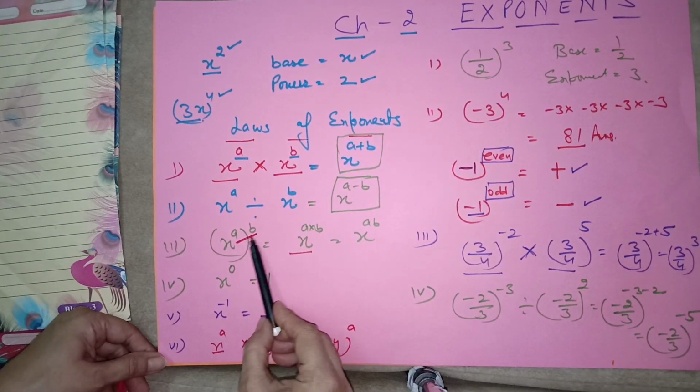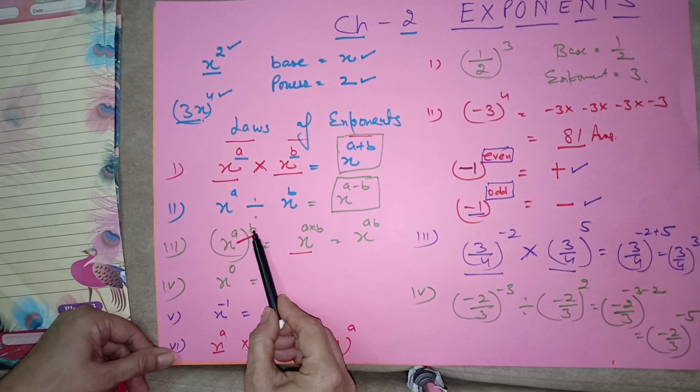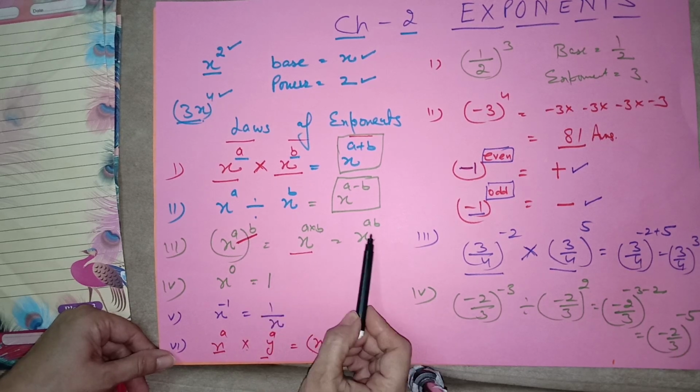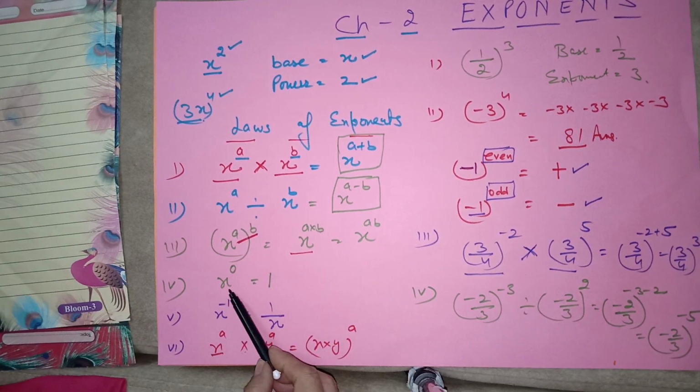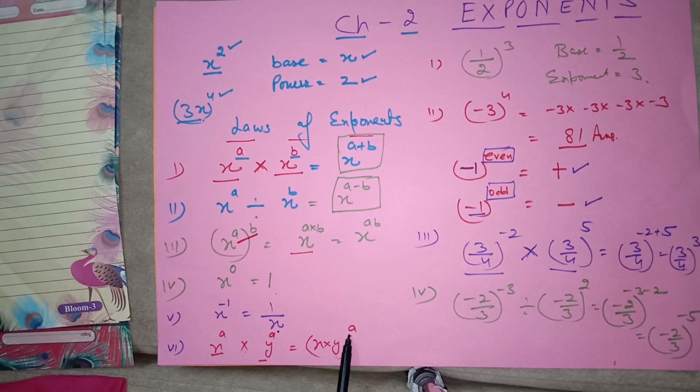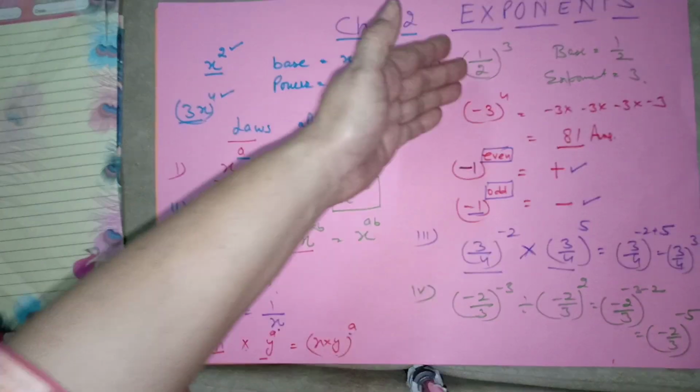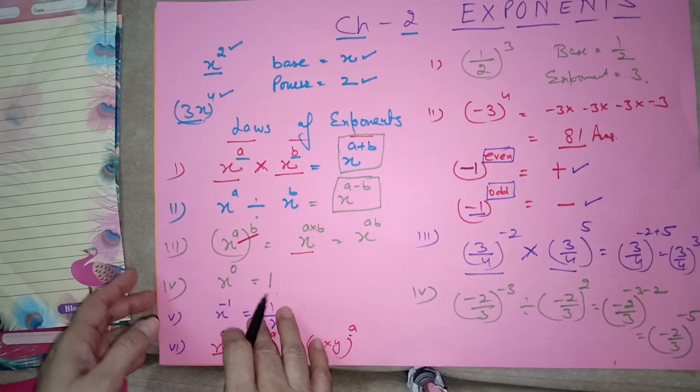If you write x raised to power a, raised to power b, then a and b will be multiplied. Any number having power 0 is always equal to 1. Any number having a negative power is equal to the reciprocal of that number. When bases are different and powers are equal, you multiply the bases and write the same power. We had done some more examples related to that.